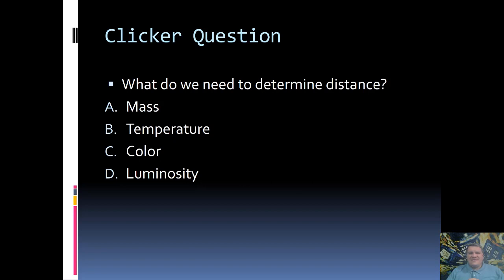Alright, so to figure out distance, we need D, luminosity. We determine the luminosity, which is the total energy output of the object, and then we compare it to the brightness, how much of that energy we get, and that tells us how far away it is. So the correct answer is D, luminosity.